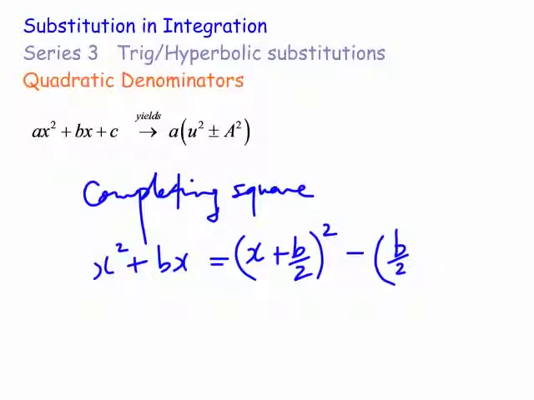Now, obviously, if this is a plus and a minus, you have a plus and a minus here. But even though this may be a negative, when a negative is squared it will turn to positive. So I always just say, always subtract off b on 2 squared. Okay, let's do an example.